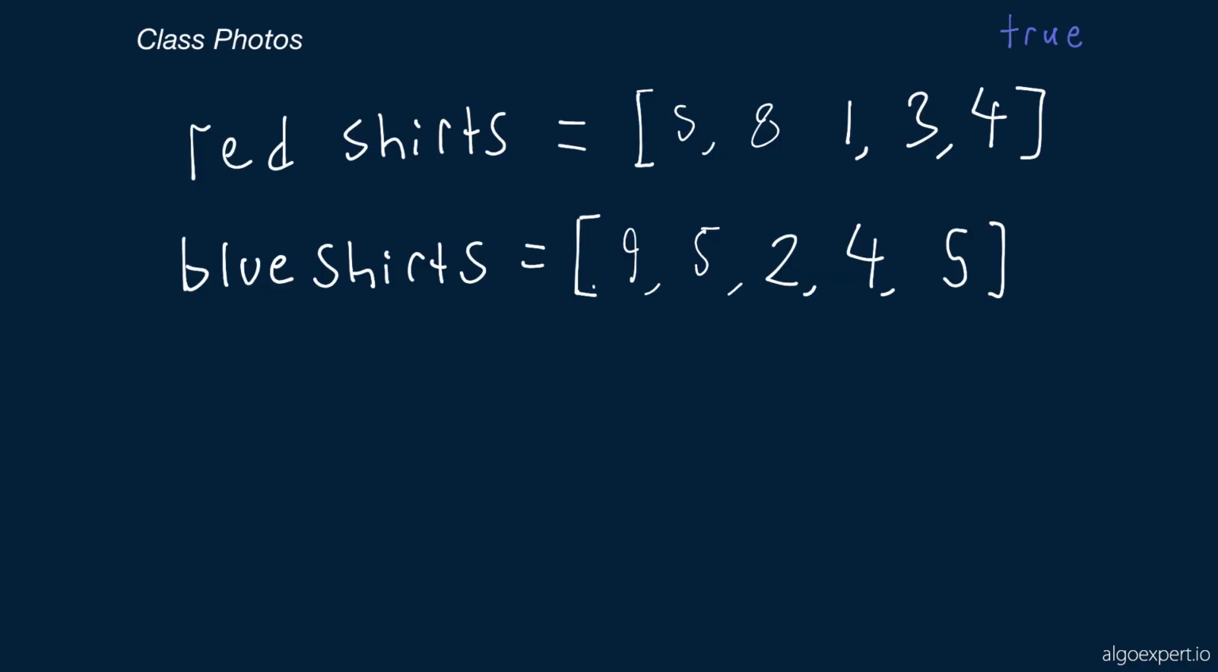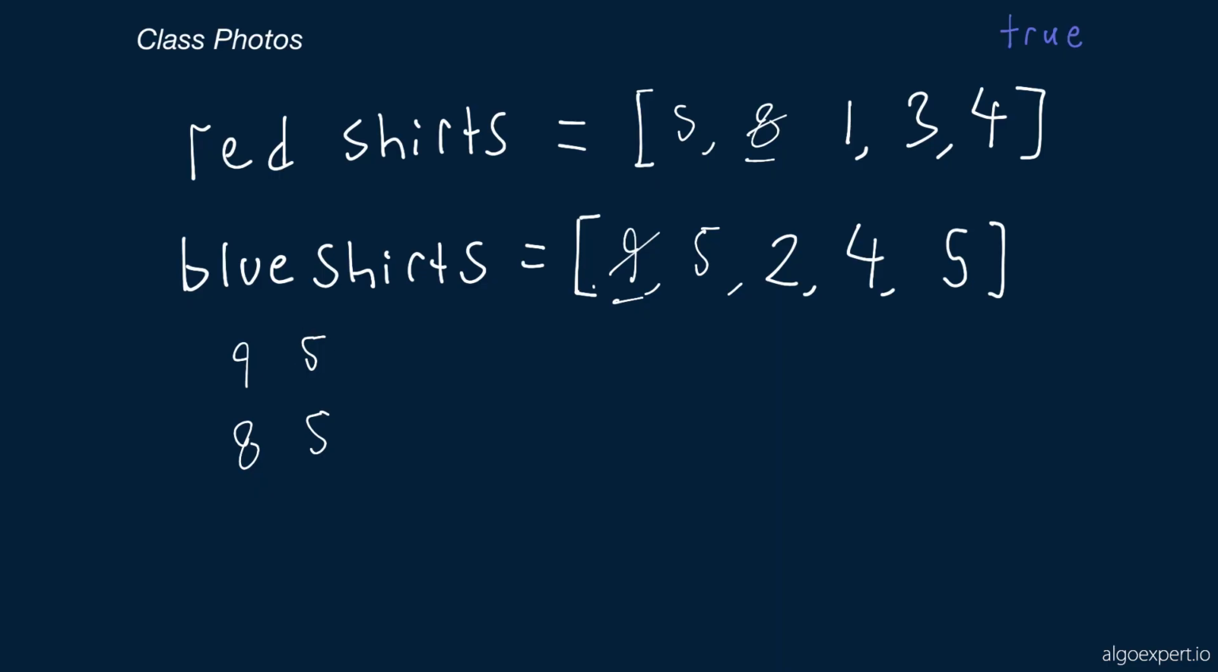So if we place our tallest student from both of these lists here, both of these arrays, we have 9 and 8. So let's place that 9 and 8. Now we're going to place our second tallest student. So our second tallest student in the blue shirts is 5, and our second tallest student in the red shirts is 5 as well. So we place 5 and we place 5. But now we see that we actually cannot do this because the student that is in the front row, the student that's wearing the red shirt, is not shorter than the student that is in the back row.